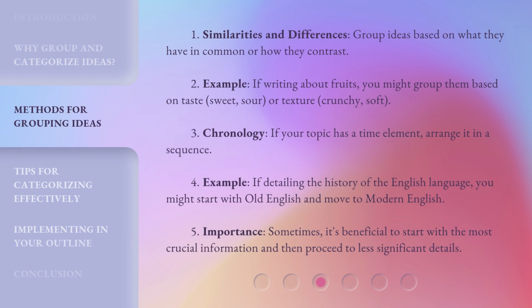1. Similarities and differences. Group ideas based on what they have in common or how they contrast. 2. Example. If writing about fruits, you might group them based on taste, sweet, sour, or texture, crunchy, soft. 3. Chronology. If your topic has a time element, arrange it in a sequence.